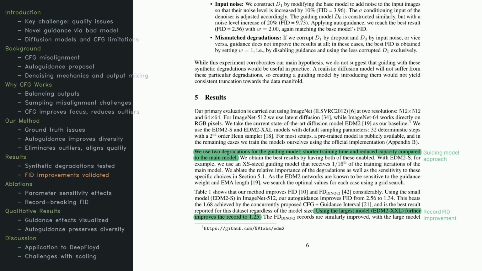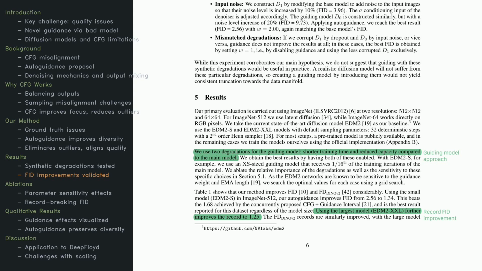Now on page 6 lower, the authors shift to the main benchmark. ImageNet at 512 x 512 and 64 x 64 resolutions. They compare their approach to top diffusion models. The guiding model is weaker, trained for fewer iterations and/or with fewer parameters. Despite being bad, it greatly boosts the main model's image quality. They measure improvement through the FID metric, a standard test for generative quality. For ImageNet 512, FID drops from 2.56 to 1.25 with the largest model.